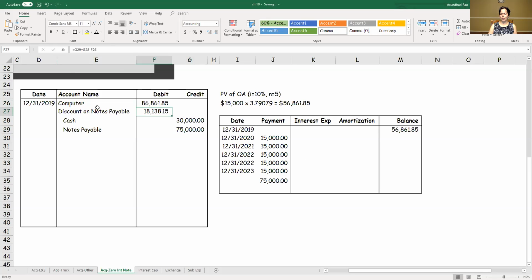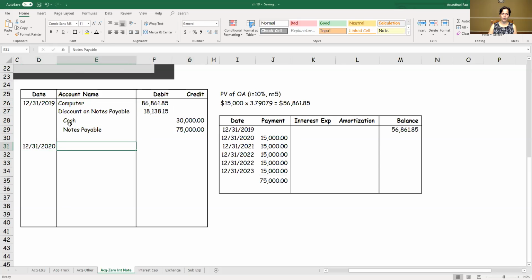Now that I have that in place, I can, for the first payment that I'm going to make, set up my journal entry over here, and I'll use the table over here to fill up the information in the journal.